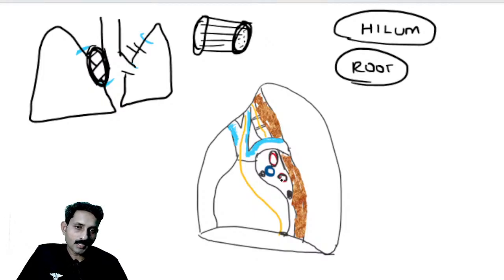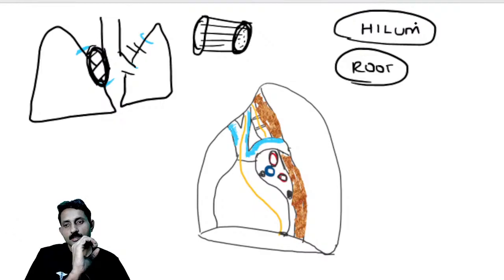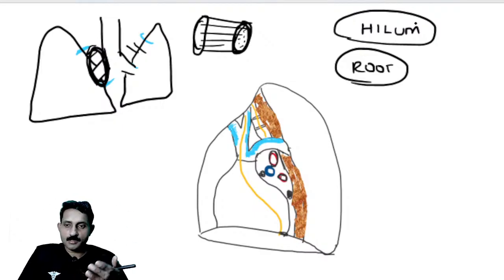Now what we have done here is I have just removed all the structures and we are seeing only the entry point. That entry point is given the name hilum. Root means the structures covered by a tube, the mediastinal pleura, and then going in. If you cut the structures and see from this side, that is called the hilum.